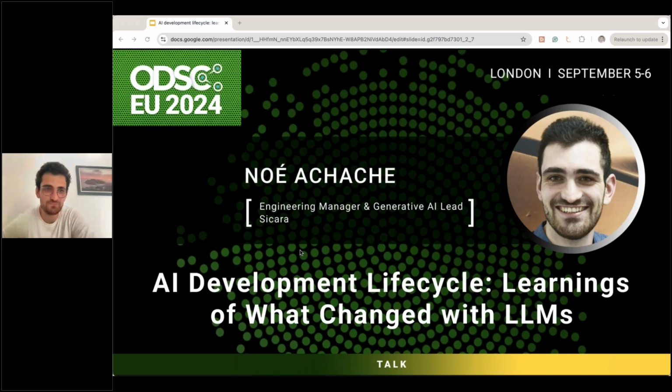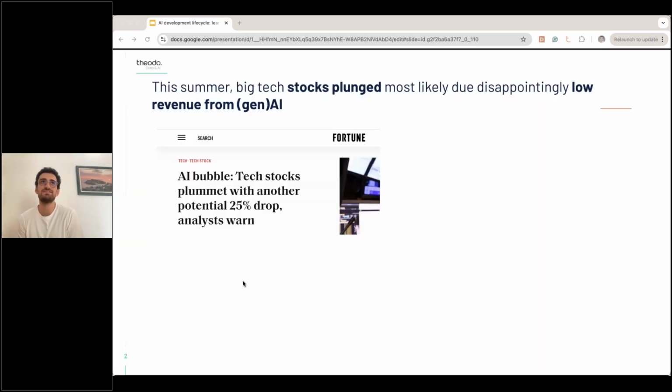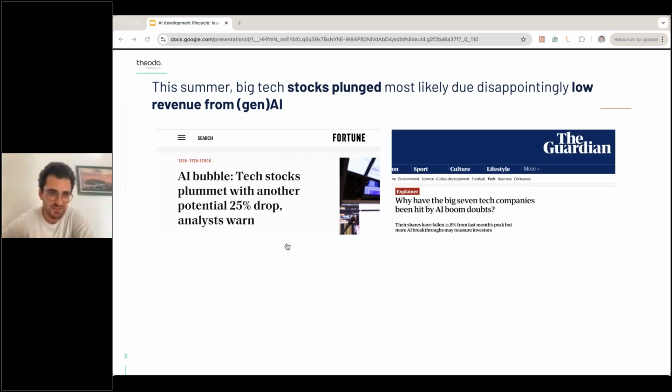So, as you may have seen this summer, more specifically end of July, beginning of August, big tech stocks plunged, and it was most likely due to disappointingly low revenue from AI. You can see this article from Fortune talking about the AI bubble, which is responsible for a 25% drop. Others from The Guardian, and many other articles.